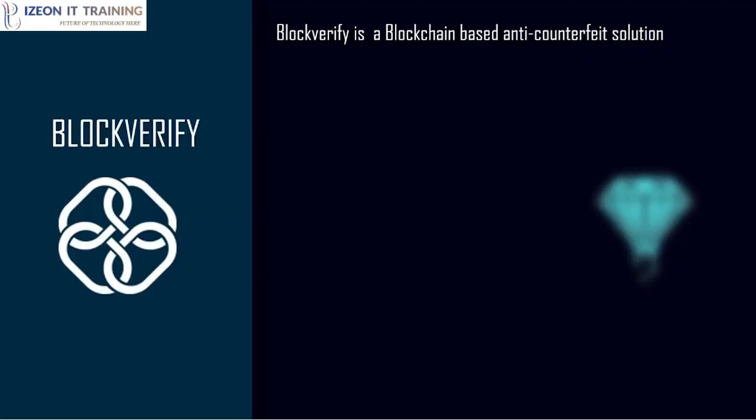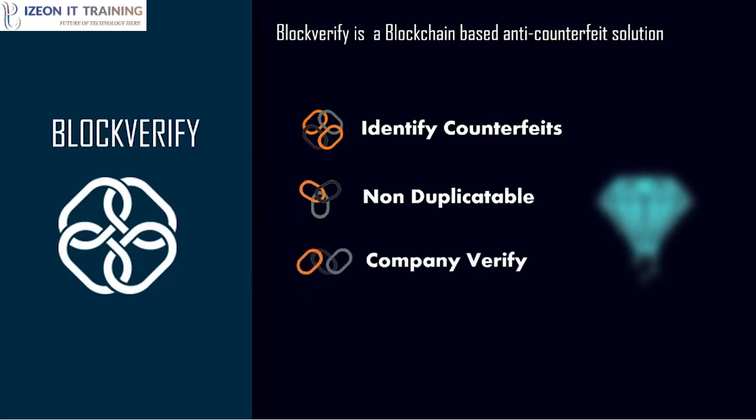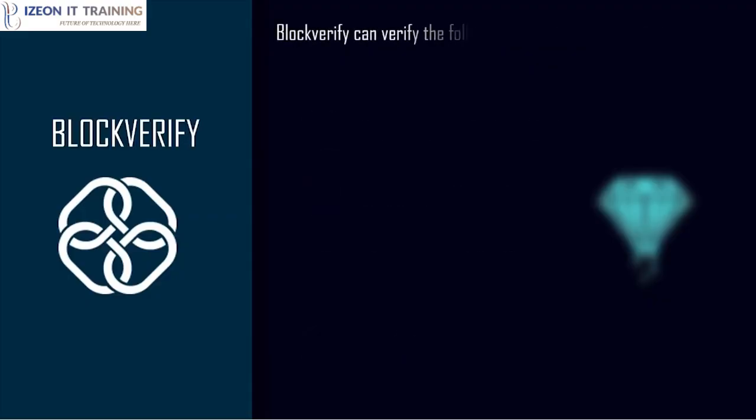To achieve this, they are using a private blockchain which is highly scalable, transparent, and tamper-proof. Every product will be given a unique identification number that is then stored on the tamper-proof blockchain. So basically, BlockVerify can help you identify counterfeits, non-duplicatables, company verifiables, and it also offers a global solution in the method. Now, anyone can access this number on the blockchain to verify whether a product is genuine or not.